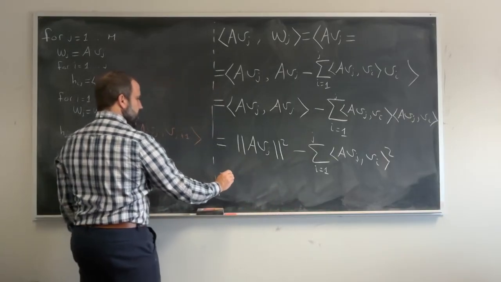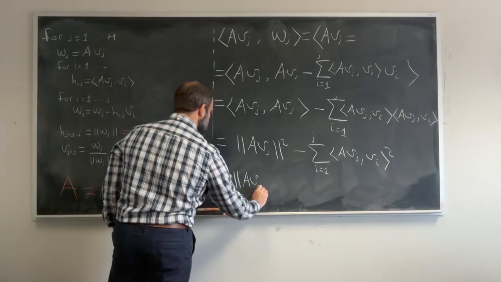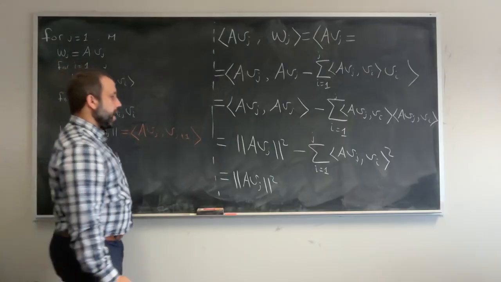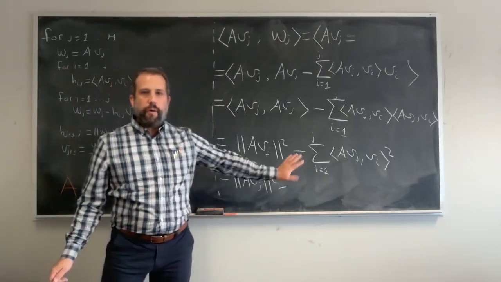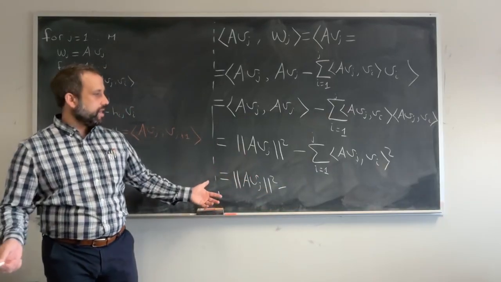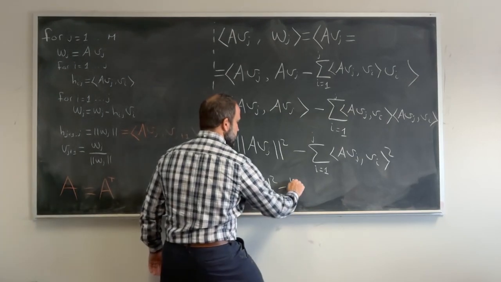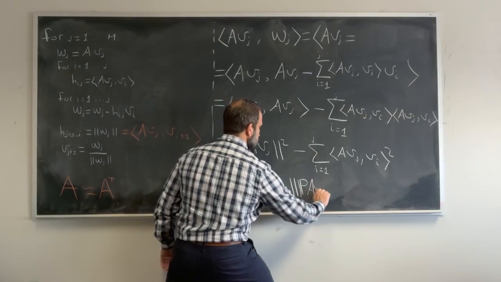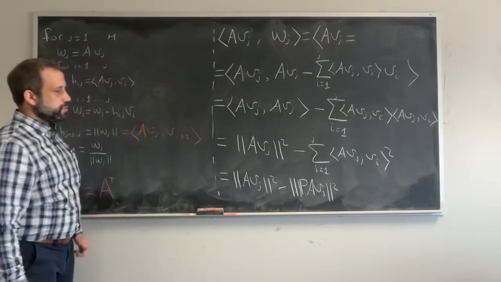And so now here, AVJ squared, and then minus, what do we have here? Well, this is just by Parseval's theorem, or however you want to look at it, just orthogonality or orthonormality. This is the norm of the projection of AVJ onto the Krylov subspace that we have computed.